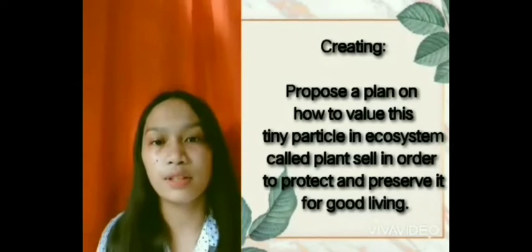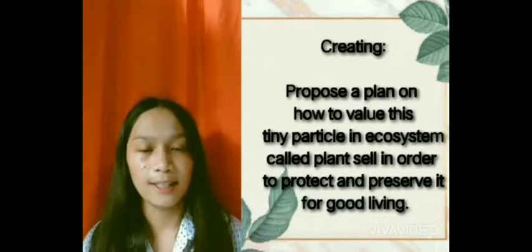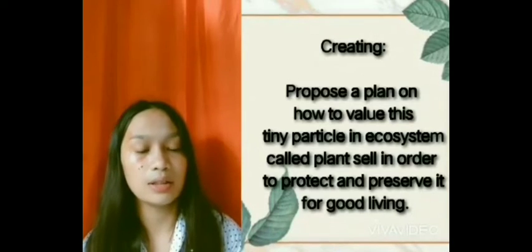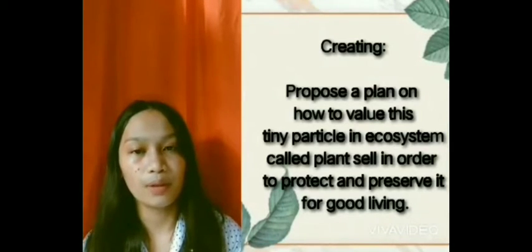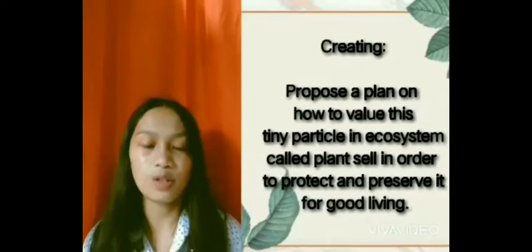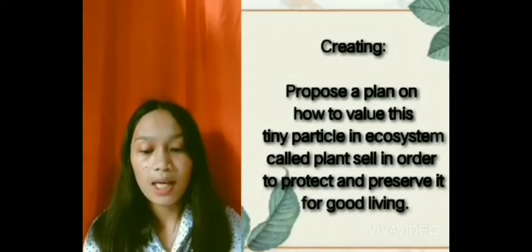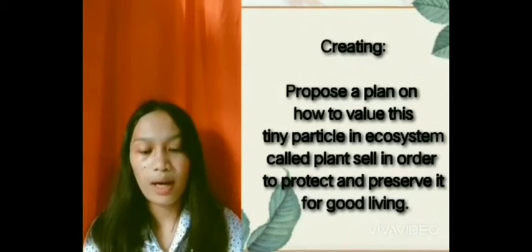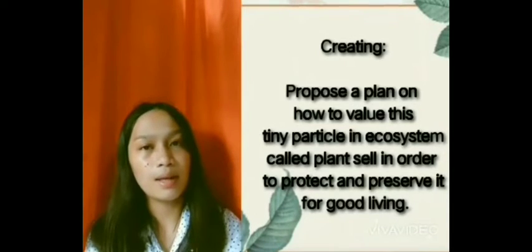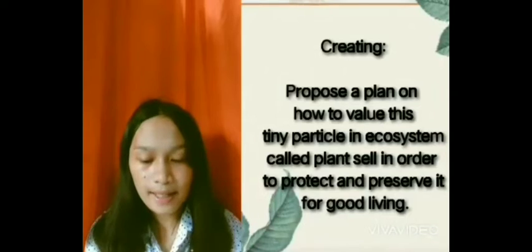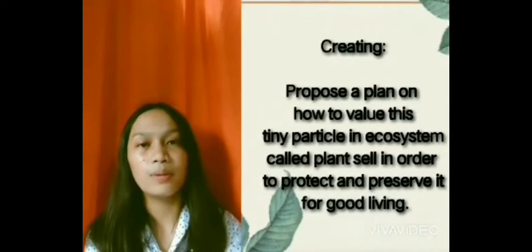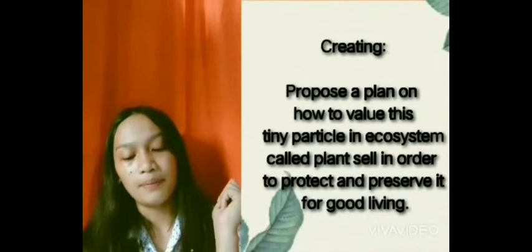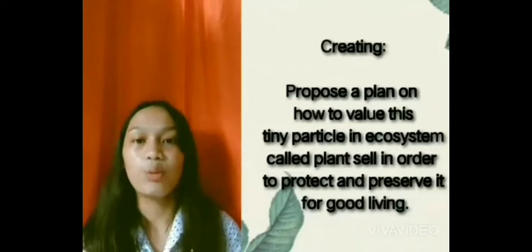Last category of cognitive is creating. So, propose a plan on how to value this tiny particle in ecosystem called plant cell in order to protect and preserve it for good living. This fits in creating stage since we already understand and know how important plant cell is to the ecosystem. Therefore, we need to propose a plan for it so that it will be protected and be preserved for both living of plants and humans.